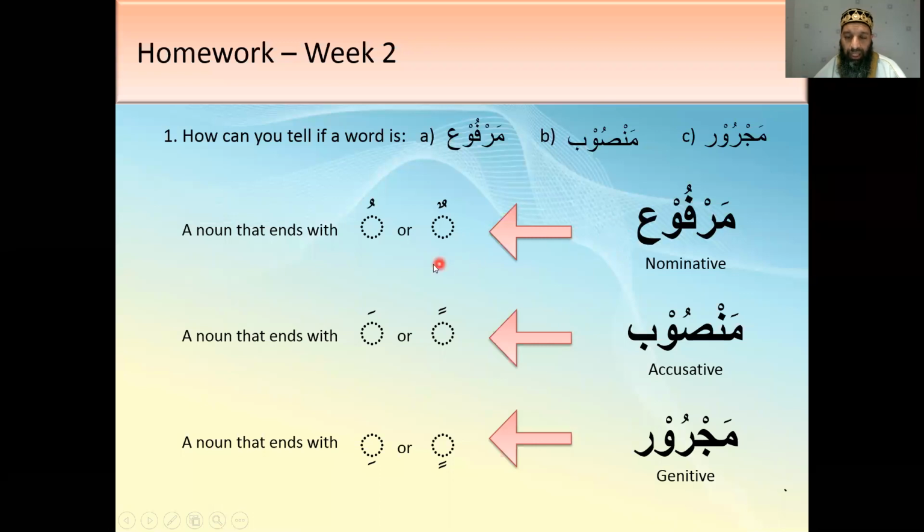Any noun in the singular form, if it ends with a dhamma, a pesh, or a double pesh, a double dhamma, dhammatain, the word is described as marfu. The case is marfu. All you need to be able to do is recognize a word. If I show you a verse in the Quran and I say, show me the word that is marfu, you need to be able to point to it. That's all for this course. You need to be able to identify the words.